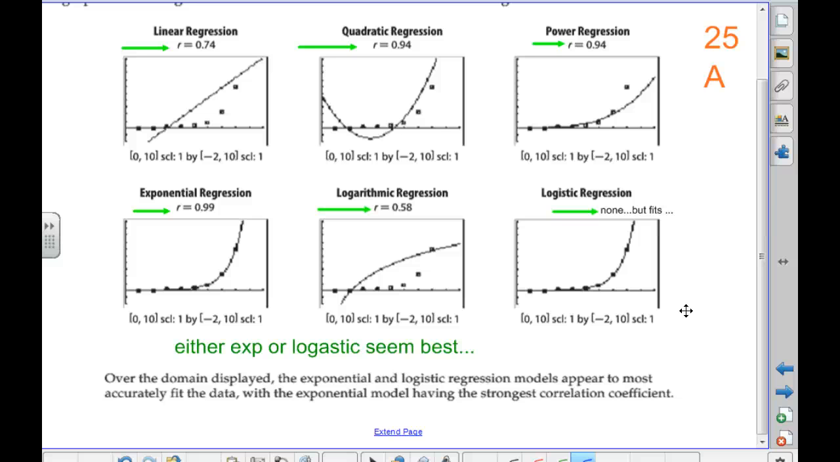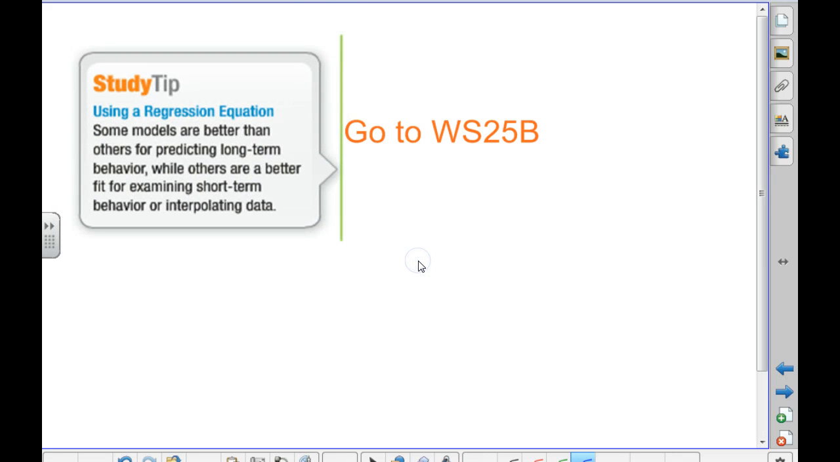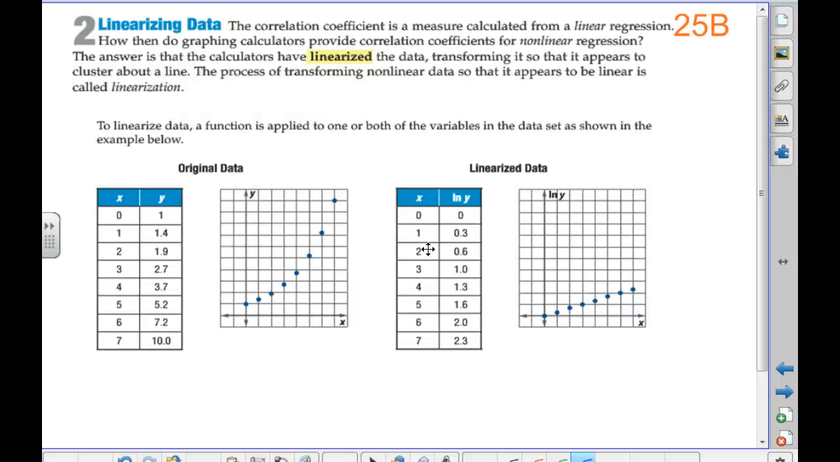Yes? How come, intuitively, we think that R would equal 1 for the logistic? We're going to talk about how the calculator finds the R value in a second, okay? We're going to go to worksheet 25B next, guys. And by the way, it does suggest here that some models are better for predicting something short term, while a different model might be used to predict something longer out. All right, on 25B, the correlation coefficient is actually calculated on your calculator from a linear regression, okay? How do graphing calculators provide correlation coefficients for non-linear regressions?